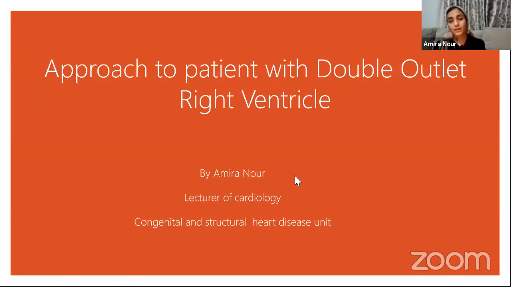Yes, our topic today will be approach to patient with double outlet right ventricle. Hope we will make it easy by the end, inshallah.